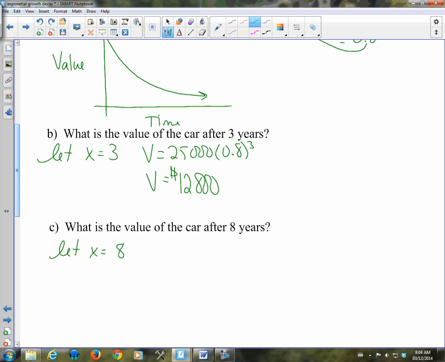What is the value of the car after 8 years? Take out the X and put in 8. And get your calculator out. 25,000 times 0.8 to the exponent 8, and we've got $4,194.30. So it should make sense if it's depreciating that the amount you get is less than what you started with, unlike growth where the amount you get should be more than what you started with.